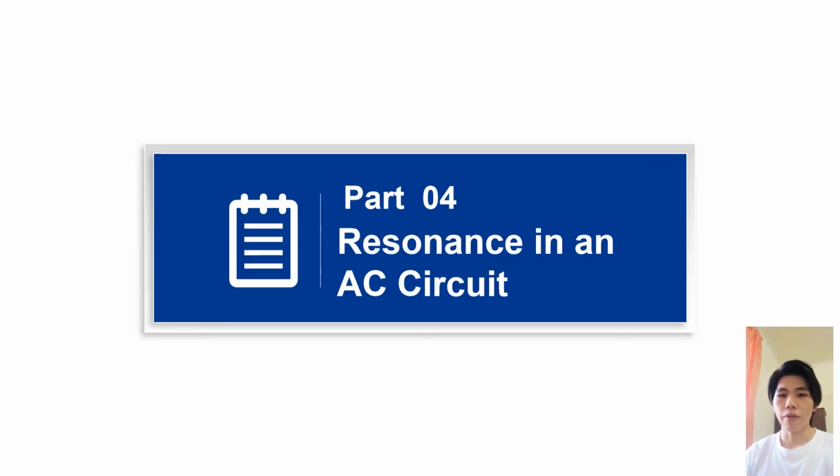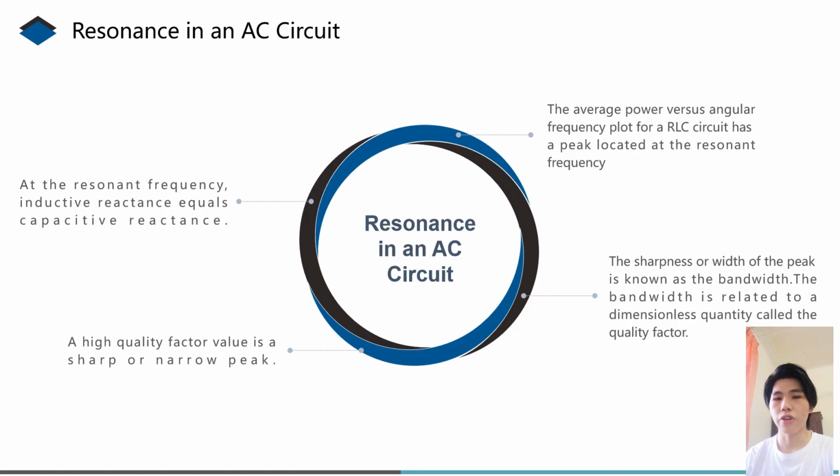Then this is our part 4, which is resonance in an AC circuit. At the resonance frequency, inductive reactance equals capacitive reactance. The average power versus angular frequency plot for an RLC circuit has a peak located at the resonance frequency. The sharpness or width of the peak is known as the bandwidth. The bandwidth is related to a dimensionless quantity called the quality factor. A high quality factor value means a sharp, narrow peak.